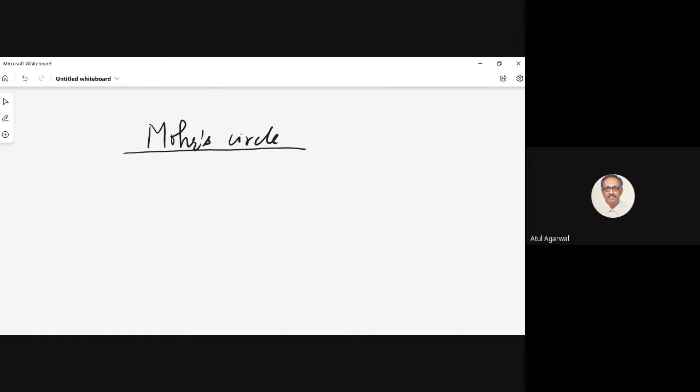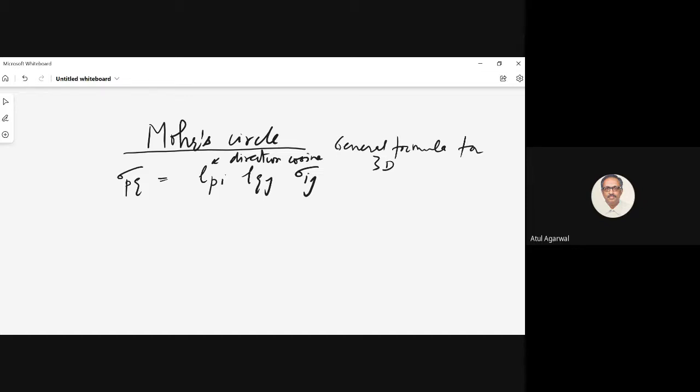I have already told you this formula, sigma PQ is equal to LPI LQJ sigma IJ. This is a very general formula for 3D problems. L is the direction cosine. This you have already been taught, so I will not get into it again. Look at the simple problem I will do now for plane stress. For plane stress, your life is easier.